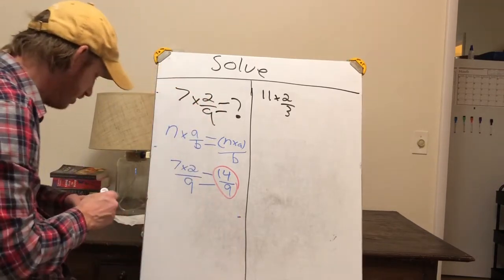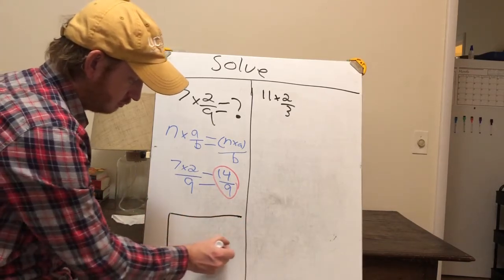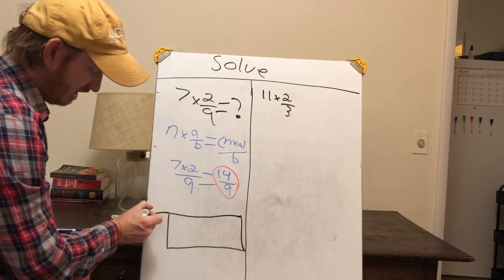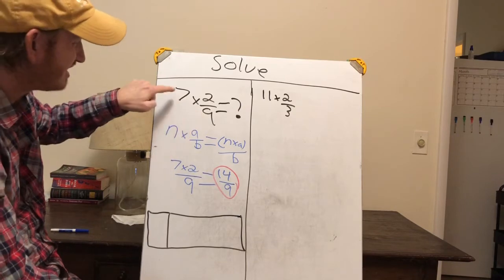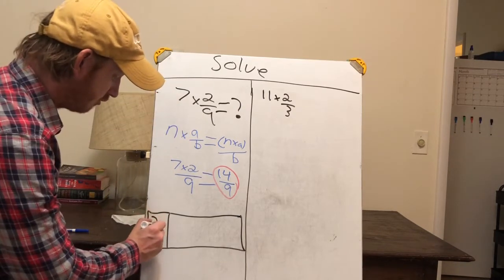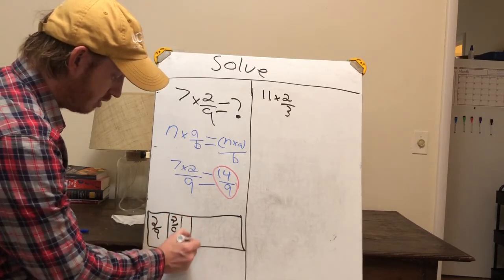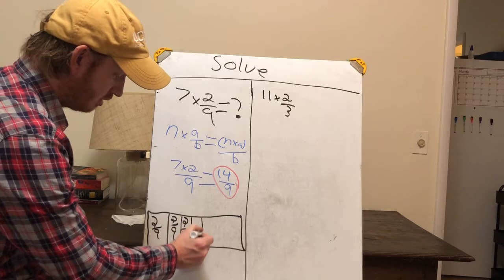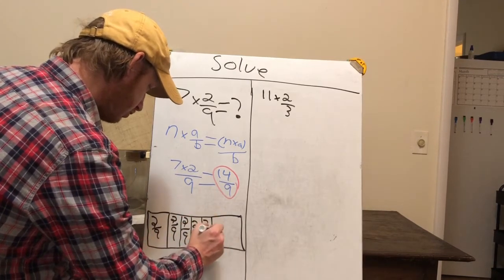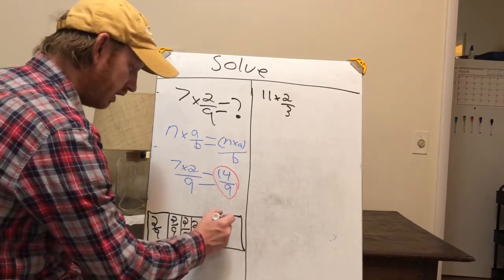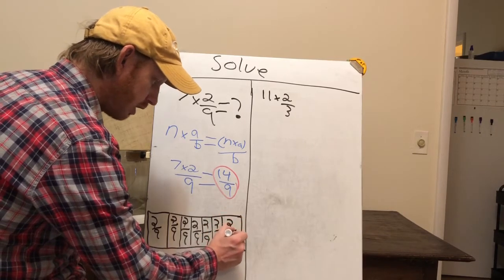First I'll draw my tape diagram. Make it a little bigger. I have 2/9, and I have 2/9 7 times. So I'm going to have 2 over 9, 2 over 9, 2 over 9, 2 over 9, 2 over 9, 1, 2, 3, 4, 5, 2 over 9, and 2 over 9.